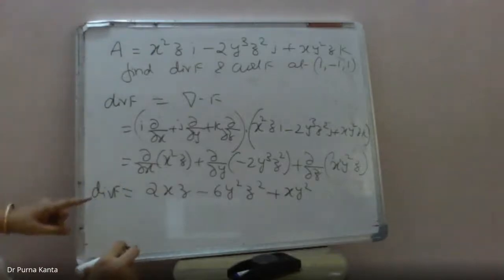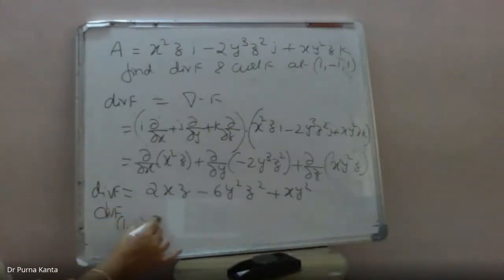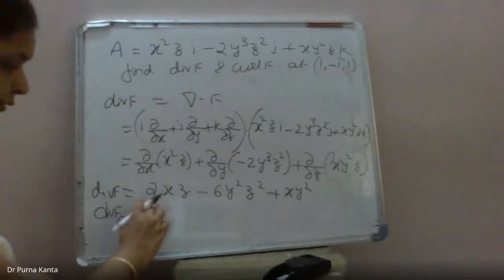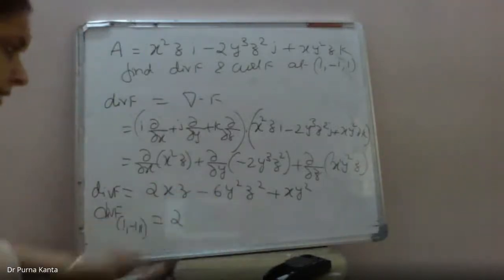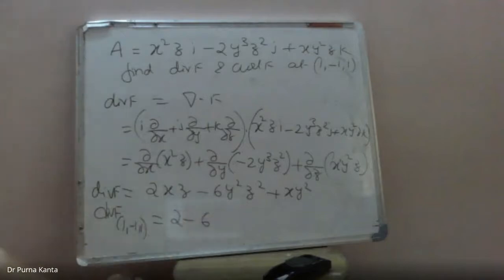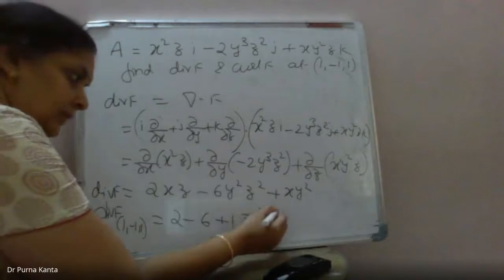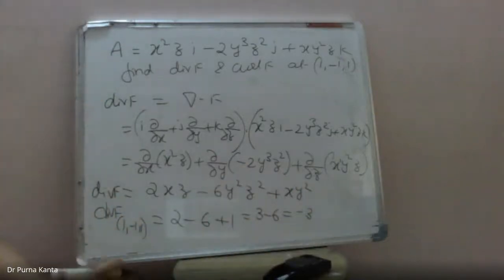But we are asked to find this at a point. So substitute the point. So div f at 1, minus 1, 1 means x is equal to 1, y is equal to minus 1, z is equal to 1, substitute. So what will be the value? 2 into 1 into 1, which is 2. Minus 6 times minus 1 whole square into 1, which is minus 6. Plus 1 times minus 1 whole square into 1 is plus 1. Check your answer whether you got the value as minus 3.